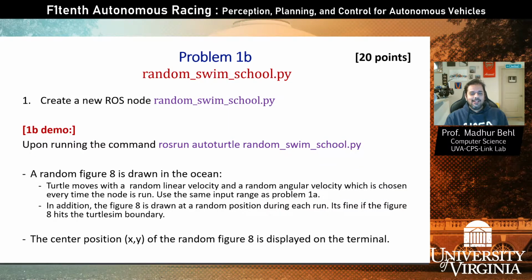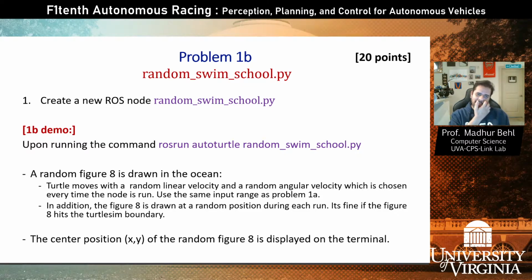problem 1b. This is building upon the previous problem. It's similar to what you have done in 1a, except that now we are asking you to add some randomization to your code. This problem requires you to write a new node called random_swim_school.py. So you have to write this exact node with this name. And here the demonstration is that upon running this node, a random figure eight is drawn.